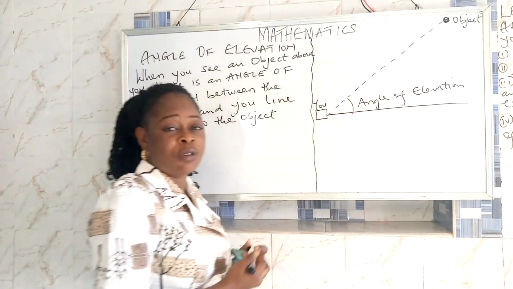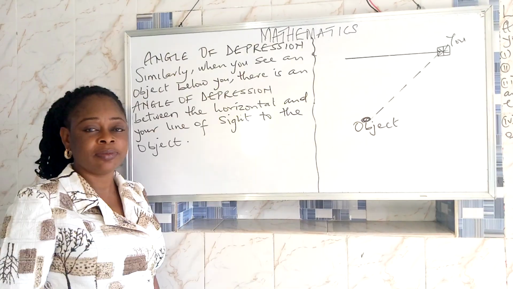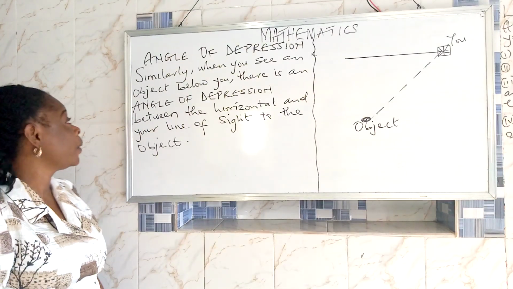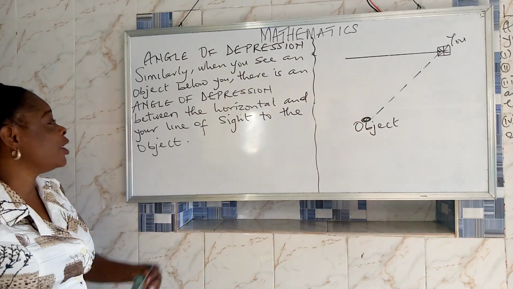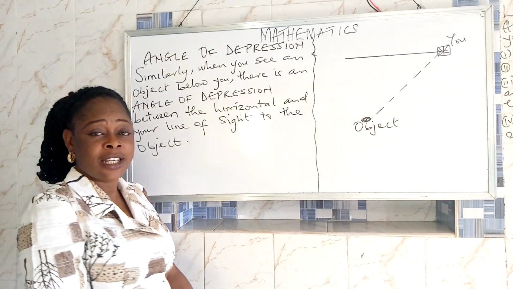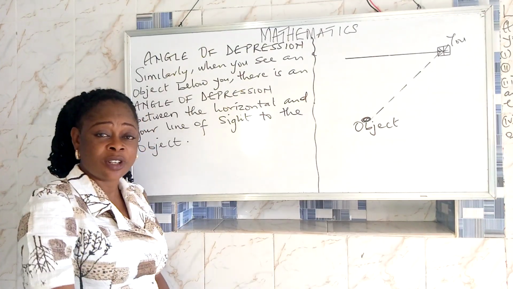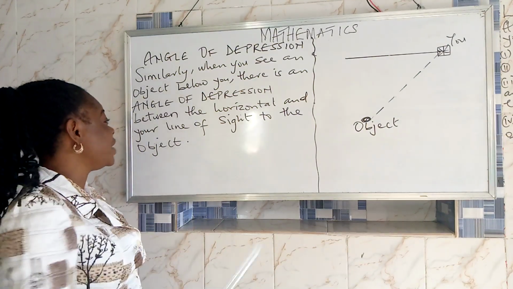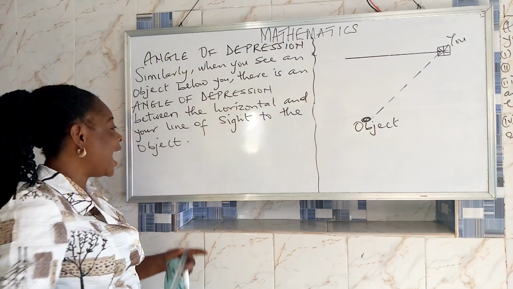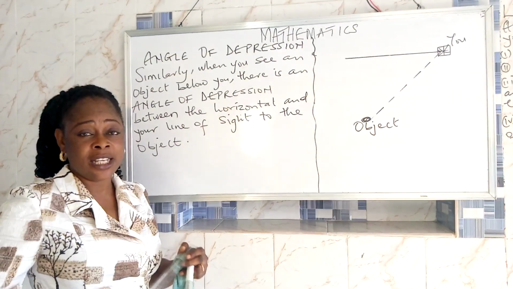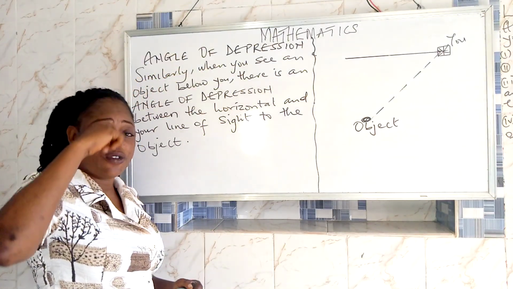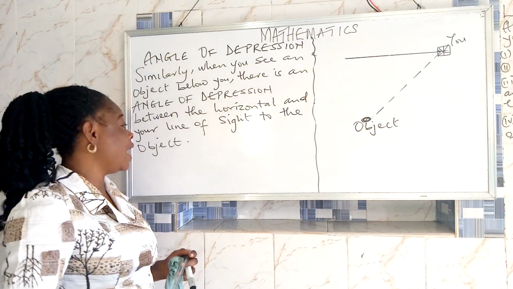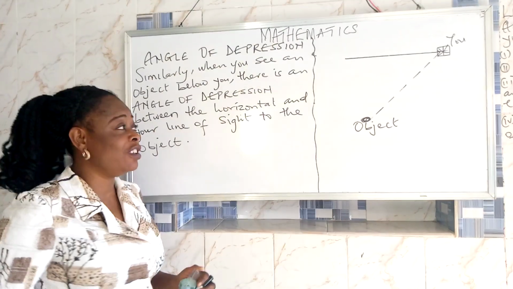So now let's move on to angle of depression. Similarly, when you see an object below you, let's say the object is on the floor, there is an angle of depression between the horizontal and your line of sight. This is my line of sight. For me to look down at an object, an angle is formed. The angle there is what we call angle of depression.